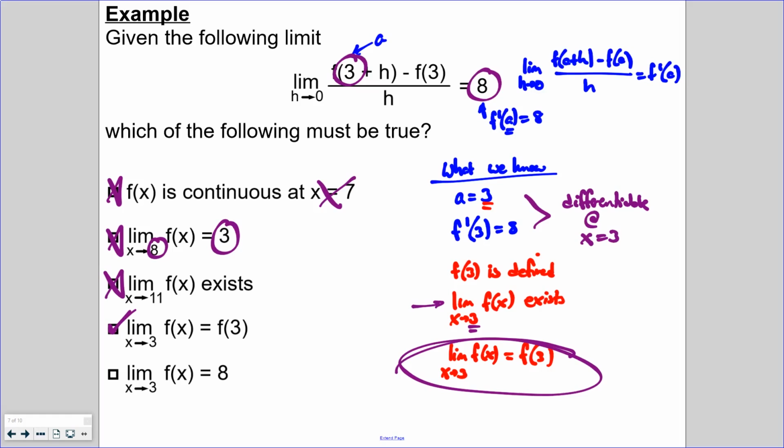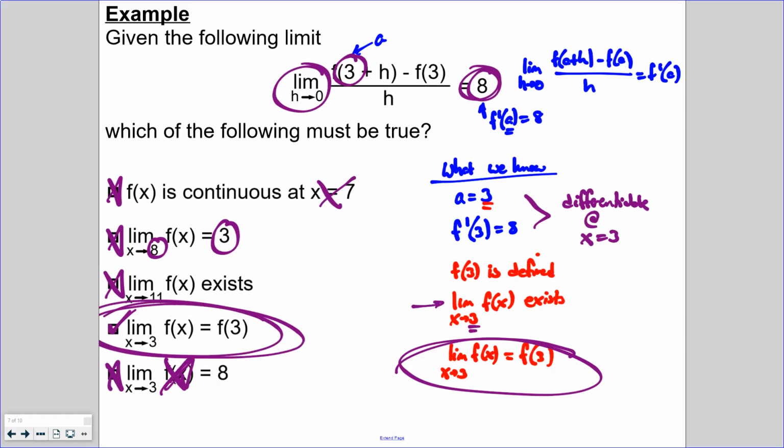And lastly, we have the limit as x approaches 3 of f of x equals 8. This is another trap answer because we do have a limit that does equal 8, but that's the definition of the derivative, not the limit of our function. So again, wrong. Meaning that in this particular problem, the only answer choice that is correct is the fourth one. So again, be careful. These questions are going to try to trick you by using numbers or situations that look similar or that are pulled from the problem, but are just used in the incorrect way.